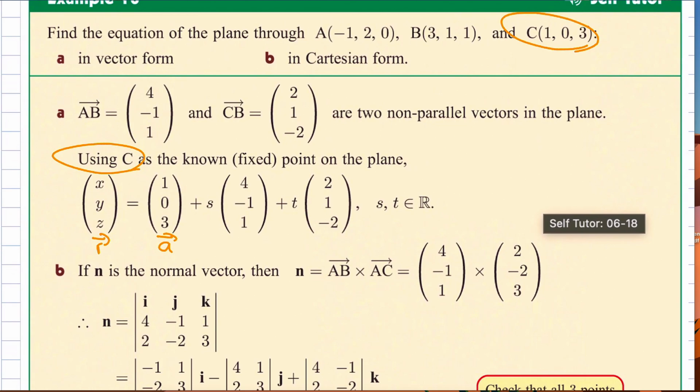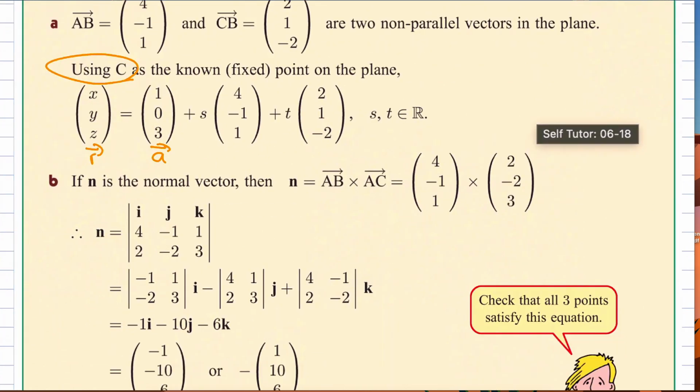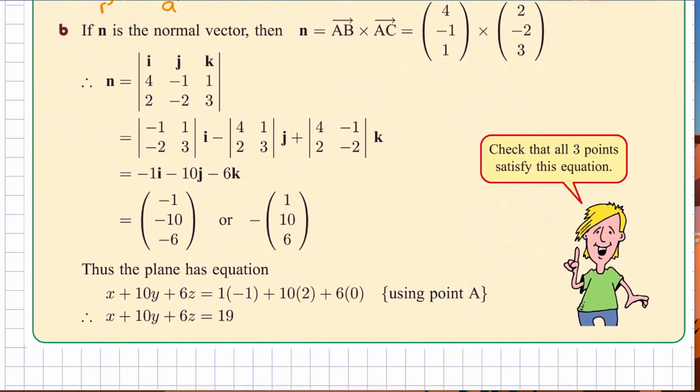And then for part B, we would need to work out the normal vector, so you need to do a cross product. They've done the cross product for the two vectors that they've decided to work with, which makes sense. They have got the normal. Then they've just placed that into the same equation as what we did in the previous example.